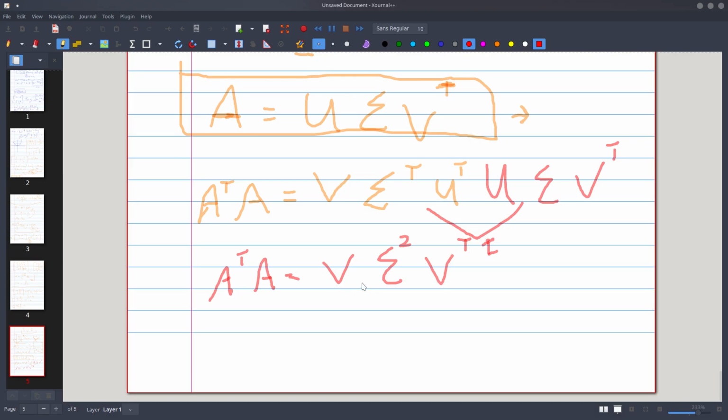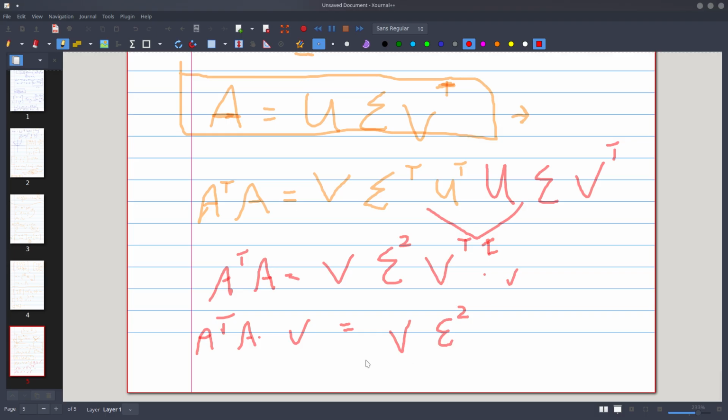But how is this like an eigenvector, you're probably wondering. Look at this. Let's multiply both sides by V. So A transpose A times V, if we put a V here, it's going to go, and we're just going to be left with V sigma squared. And so this should be super familiar to you.